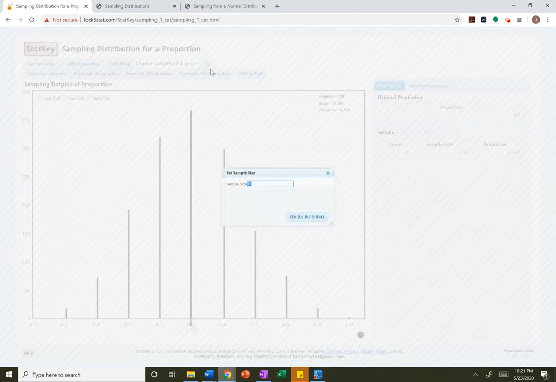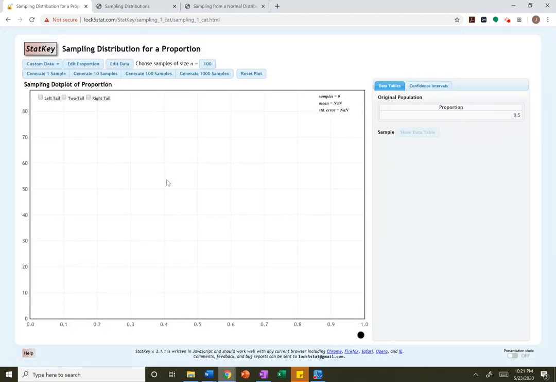So I'm going to change my sample size here to 100. I'm going to flip 100 coins at once. So when I click generate, this one dot right here that I just made was 37 heads out of 100. And I can do that again. That's another 100 coin flips. This dot right here is 54 heads out of 100.